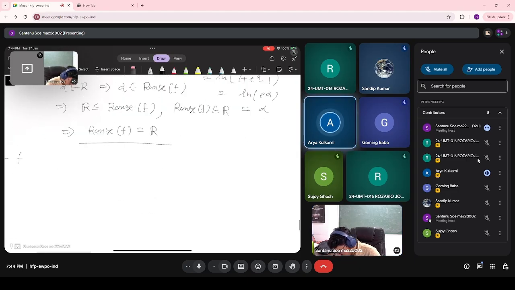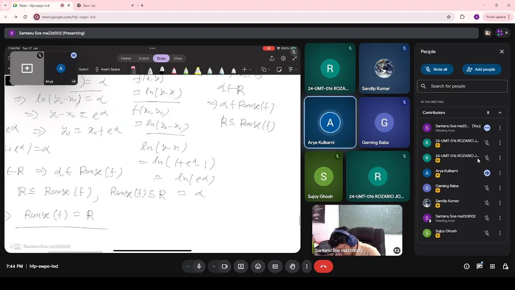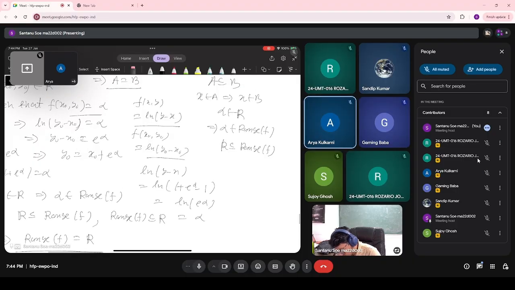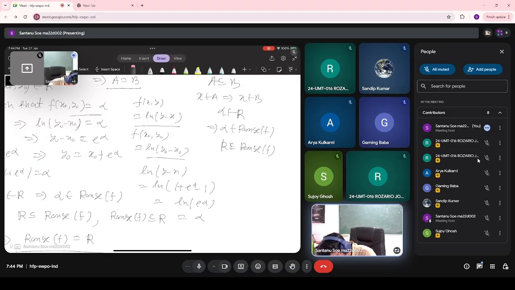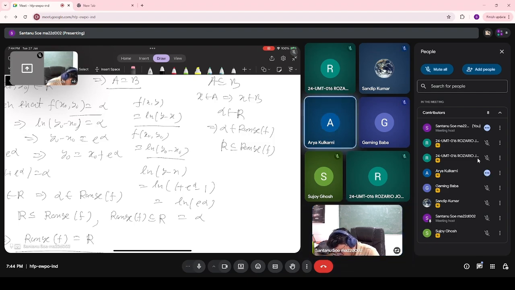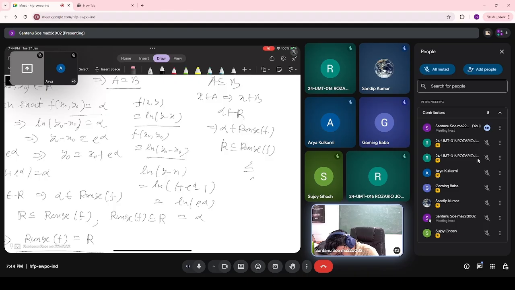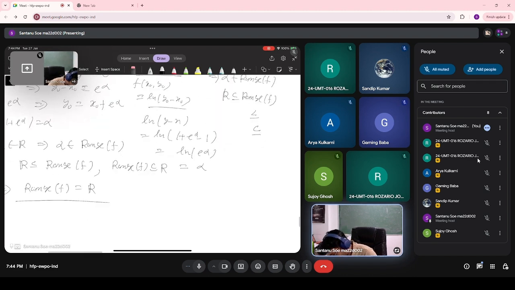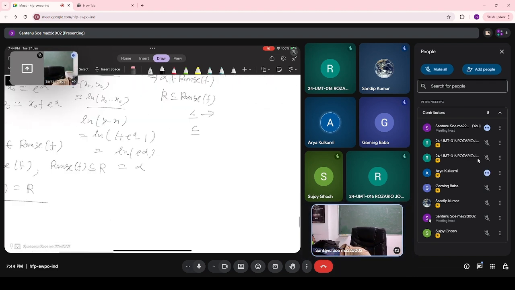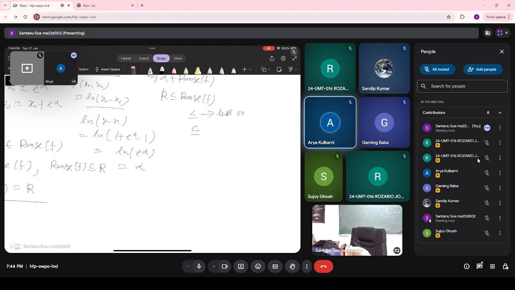Yes, clear, sir. Sir, how can you write R is less than or equal to the range of F? Not less than or equal to, this is subset. So this is called less than or equal to, and this is called subset. Maybe my handwriting is bad, that's why. Okay, less or equal, and this is subset.